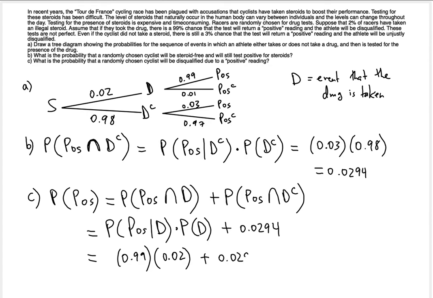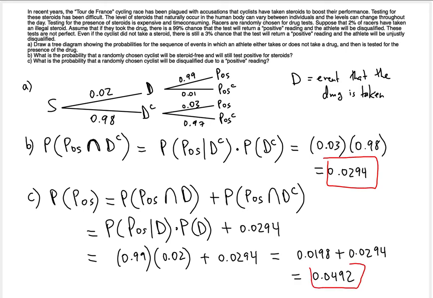Plus 0.0294. So what that should give us is 0.0198 plus 0.0294. And if you do this right, your calculator should give you 0.0492. So the general probability of scoring positively for any randomly chosen cyclist is going to be 0.0492. All right, and that takes into account all the possibilities according to the tree diagram.